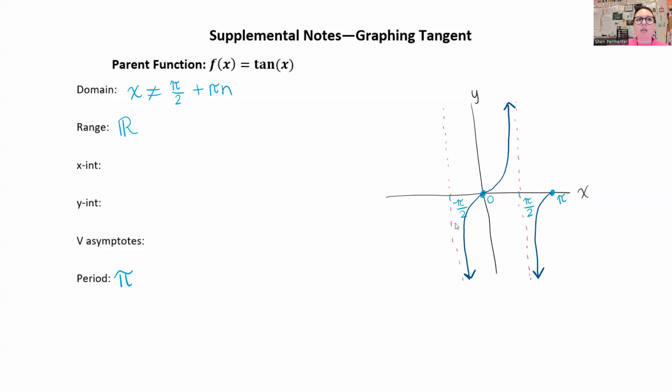The x-intercepts. So we have an x-intercept at 0, and then we have one at pi. When's the next one going to be?